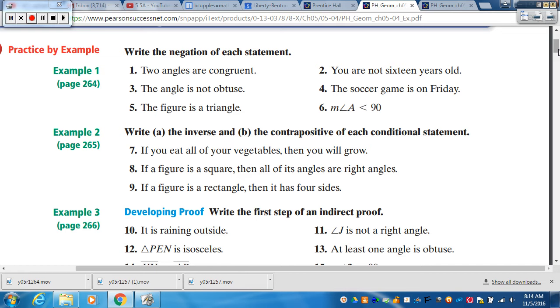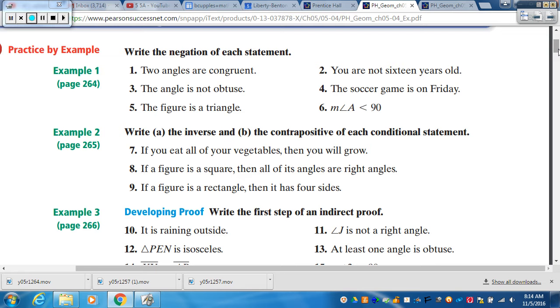The angle is not obtuse. So again, you could say the angle is not obtuse, but it makes much more sense to say the angle is obtuse. Number 4, the soccer game is on Friday. The opposite or the negation of that would be the soccer game is not on Friday. And number 5, the figure is a triangle. The opposite or the negation would be the figure is not a triangle.